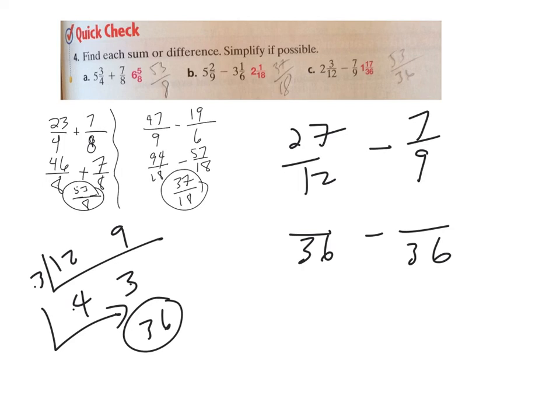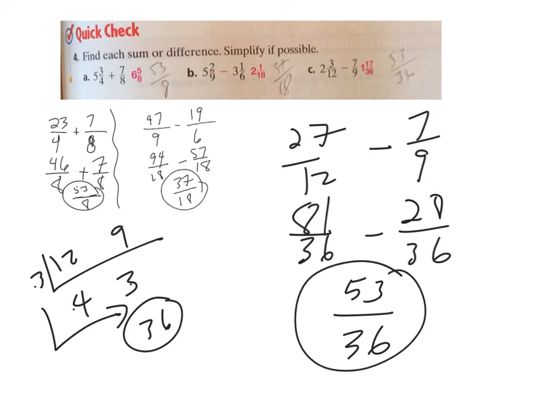So anyway, 12 goes into 36 3 times. 3 times 27 is 81. If you don't believe me, you can check it. 9 goes in there 4 times. 4 times 7 is 28. Right, so there we go. We're going to use that 36. 81 minus 28 is 53. And again, that can't be reduced, so if you want to, you can make it proper again. It doesn't matter to me, but I'm not going to leave it right there. So there you go.